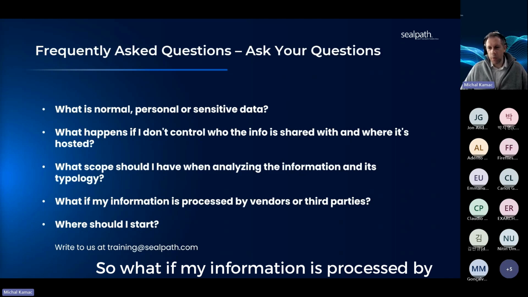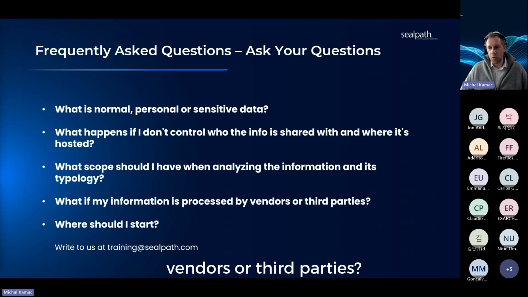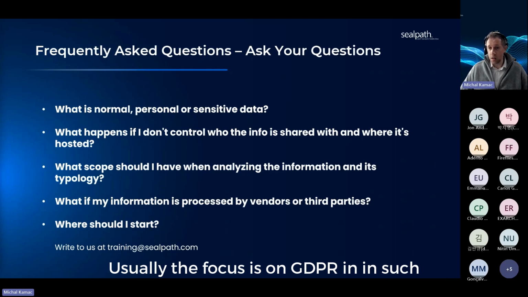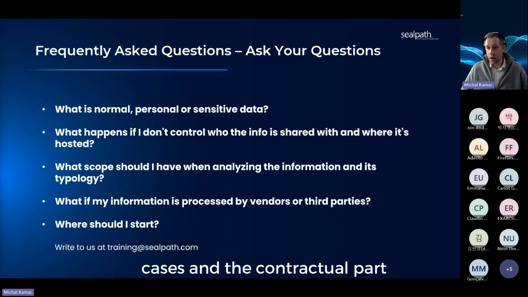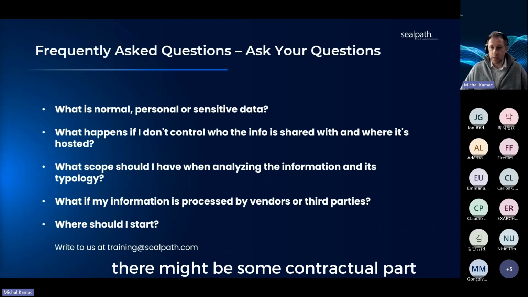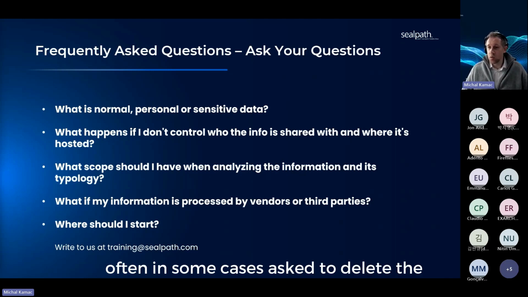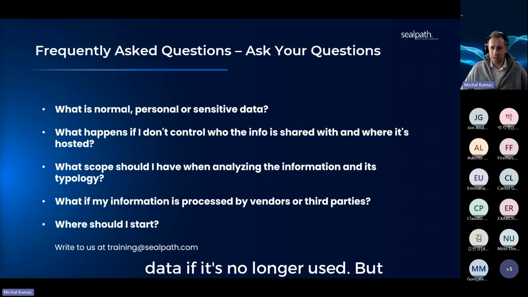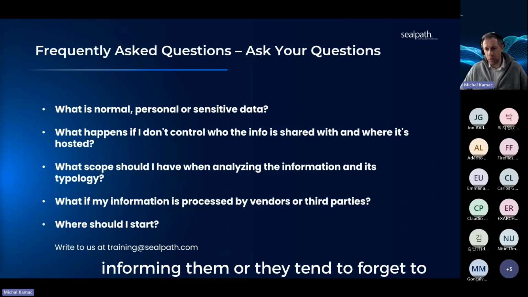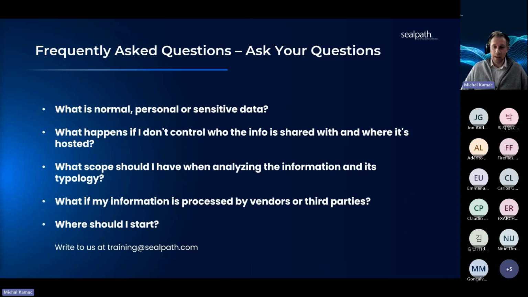So what if my information is processed by vendors or third parties? Usually the focus is on GDPR in such cases, and the contractual part is often forgotten. The provider is often, in some cases, asked to delete the data if it's no longer used, but yeah, this doesn't happen much. We tend to forget about informing them, or they tend to forget to delete it even after we have insisted to do so.